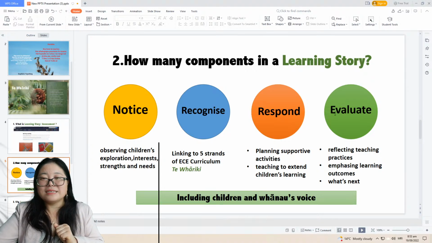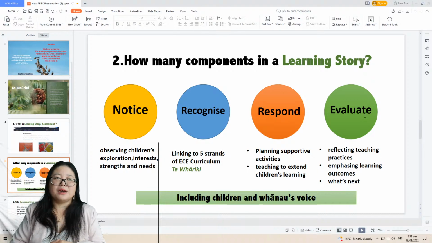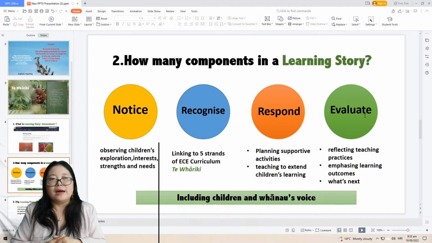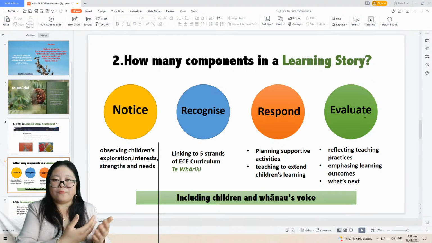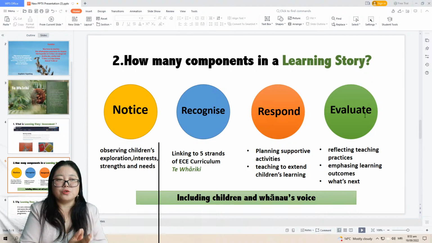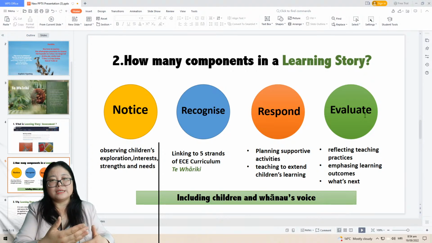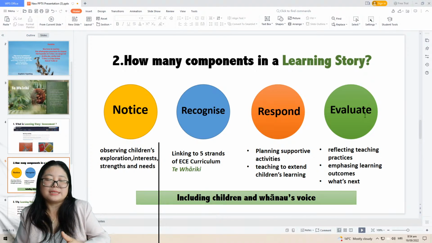And the last part is evaluate. Sometimes people say it's more like reflect: how your planning has been going for this kid or for this group of children, how the kids enjoyed it, and how this kid's learning has been extended.